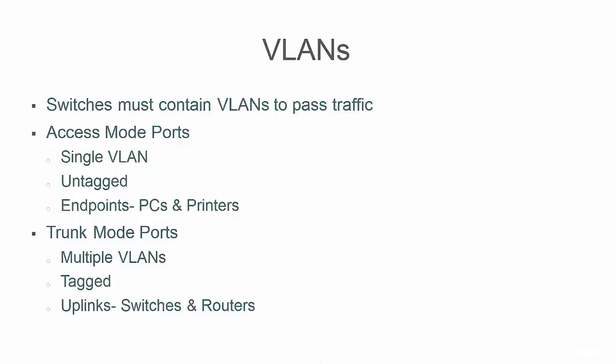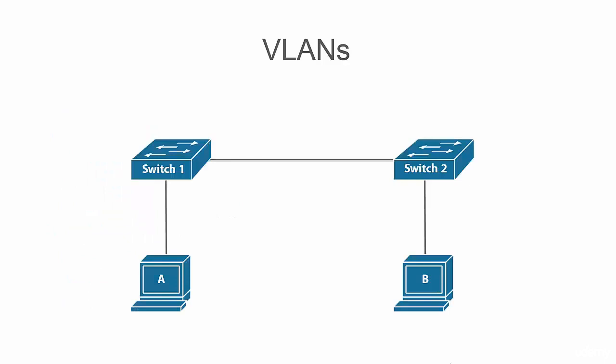In this section, we're going to learn how to configure VLANs on switches and the different switch port modes that will be used for VLAN assignments. Okay, so let's start out with the basics. Let's say we wanted to assign host A and host B here to VLAN 2.